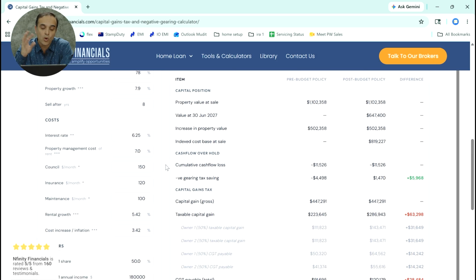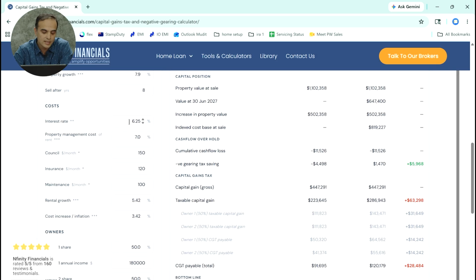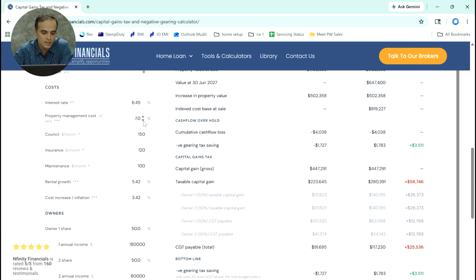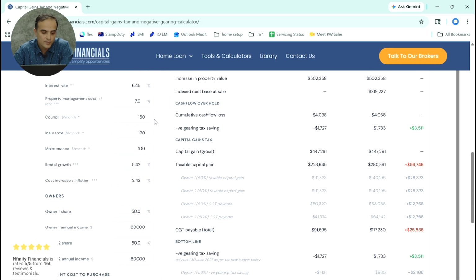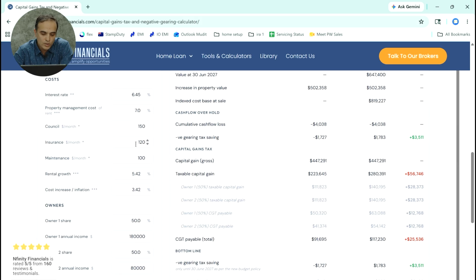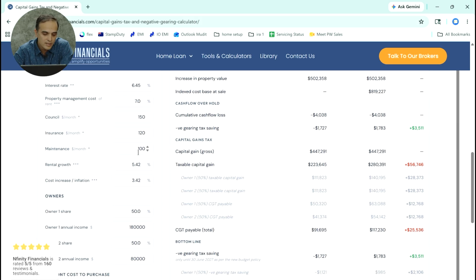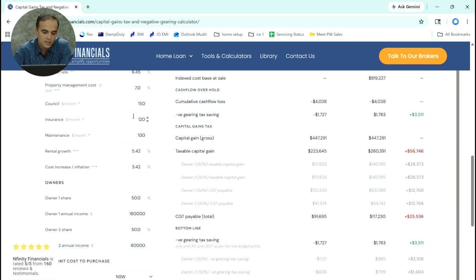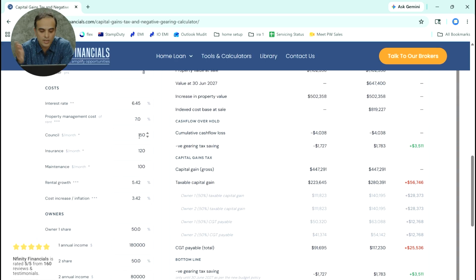And what are the costs of buying and of maintaining this property? Let's say there's an interest rate of 6.25%, which is roughly where the current interest rates are, or maybe we can make it 6.45%. I've assumed an interest rate here. Let's say property management cost of roughly 7%. These are the ongoing costs on a monthly or yearly basis: council rate, let's say $150 a month, insurance roughly $120 a month, and maintenance another $100 a month. These are the costs which will determine how your cash flow looks.